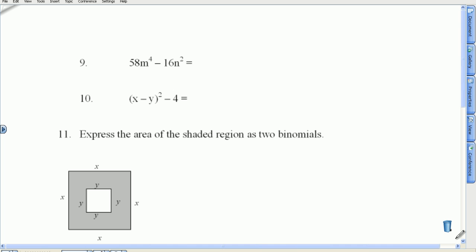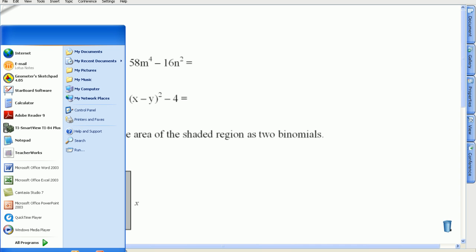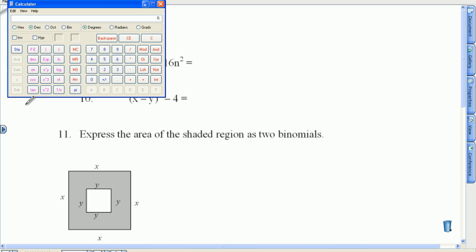We're almost done here. 58, that's not a perfect square, but don't forget what we did the other night. We can take out a GCF if necessary to accomplish this. So if I bring up my calculator here, 58 divided by 4, I think of 4 because 4 goes into 16, gives me 14.5. How about 58 divided by 2? Gives me 29. 58 divided by 8 gives me 7.25.